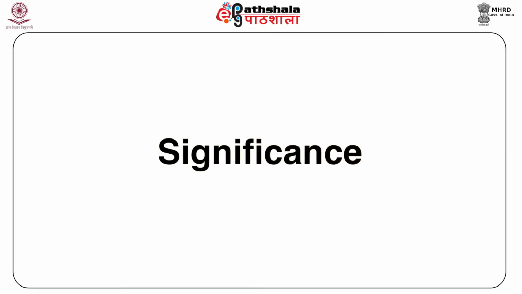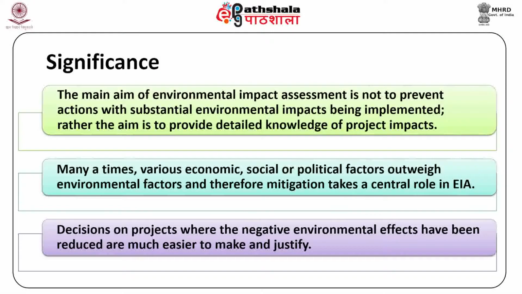Now, what is the significance? The main aim of EIA is not to prevent actions with substantial environmental impacts being implemented. Rather, the aim is to provide detailed knowledge of project impacts. Many a times, various economic, social or political factors outweigh environmental factors, and therefore mitigation takes a central role in EIA. Decisions on projects where the negative environmental effects have been reduced are much easier to make and justify.